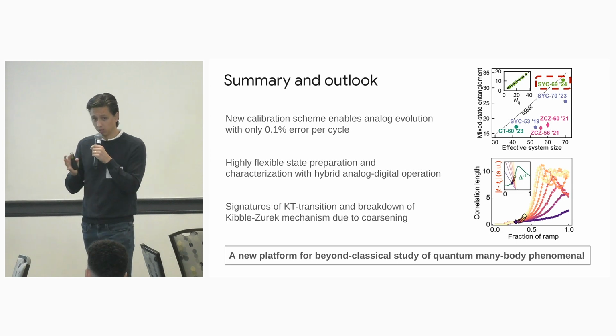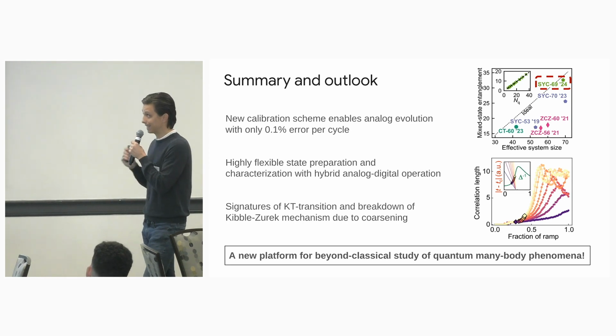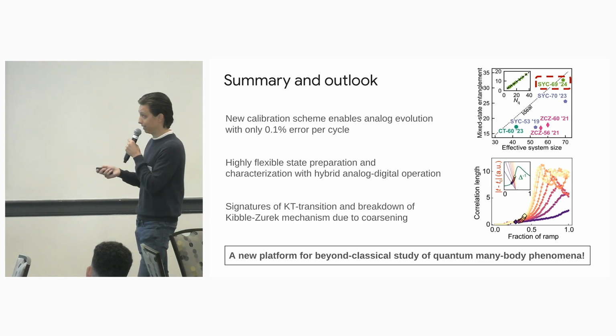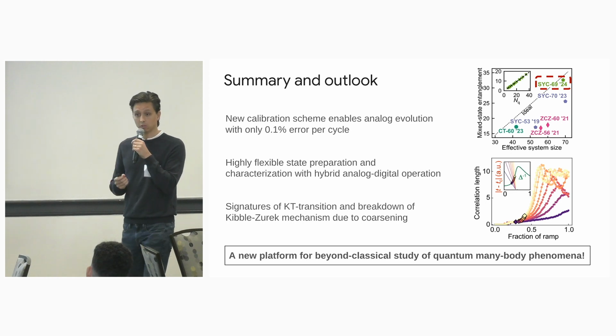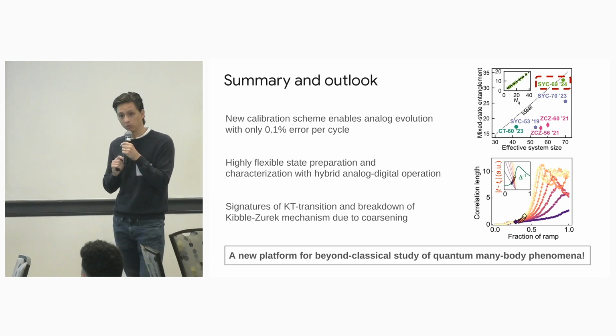That brings me to the summary of the presentation. I showed you that we developed this completely new scalable calibration scheme for high-fidelity analog evolution that allowed us to get an error of only 0.1% per cycle. And that made this very, very difficult to simulate classically with the same fidelity. And we were able to show that this will take more than 1 million years if you want to do it for the full system size.